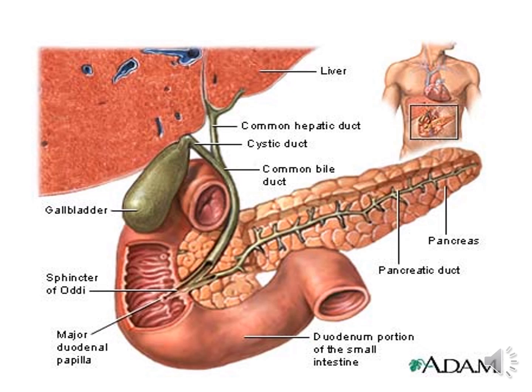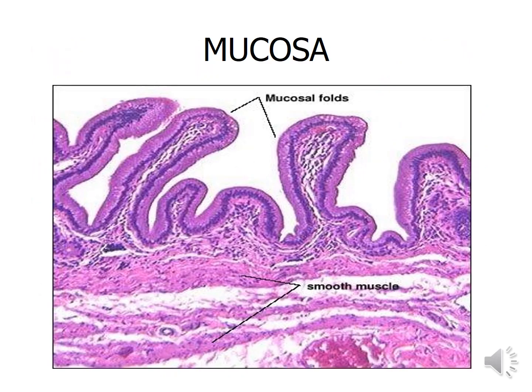The wall of the gallbladder consists of three coats, namely mucosa, muscularis externa, and serosa or adventitia. Now, mucosa consists of epithelium and lamina propria. So, there is no muscularis mucosae in the gallbladder. Now, this mucosa is thrown into folds.